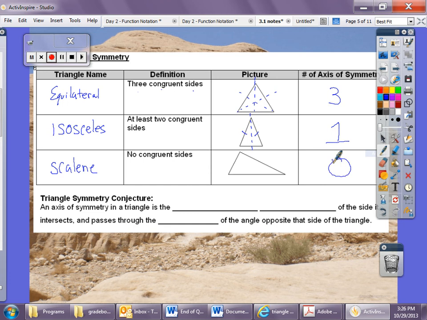A triangle symmetry conjecture. An axis of symmetry in a triangle is the perpendicular bisector of the side that intersects and passes through the vertex of the angle opposite that side. So perpendicular bisector and passes through the vertex. Perpendicular bisector passes through the vertex.